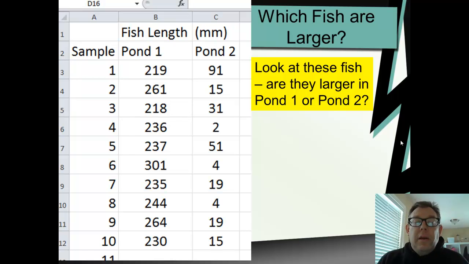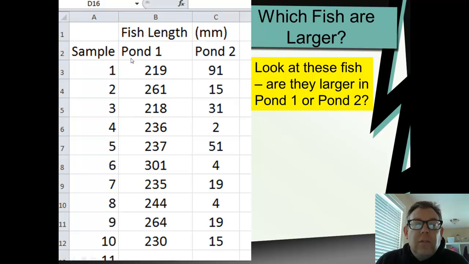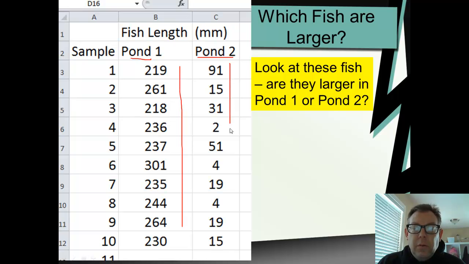And here are the raw data, okay? And so I'm going to get my pen here. And you see we've got 10 fish from pond 1 and 10 fish from pond 2. So, excuse me, look at the raw data here. Pond 1 versus pond 2. And can we reject the null? Do you think the fish are larger in one pond or the other?